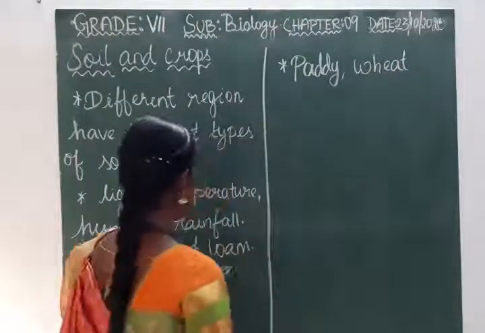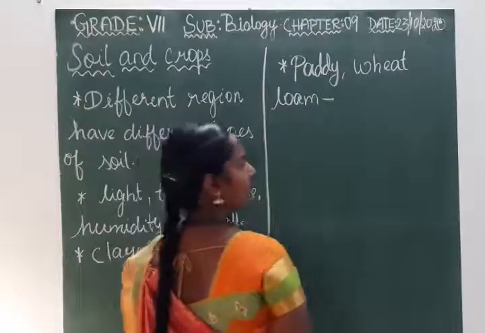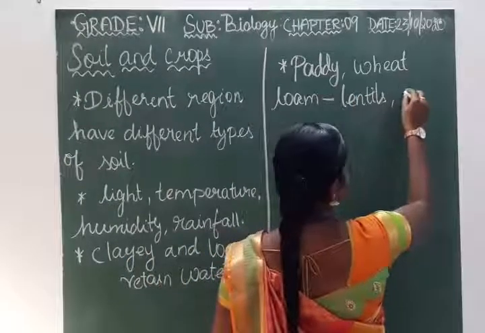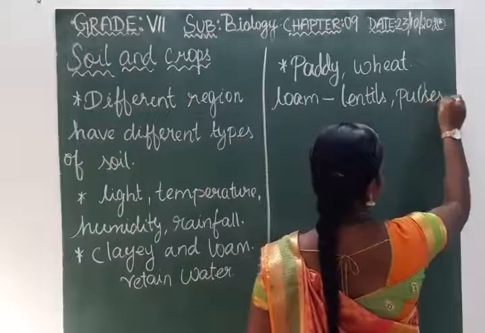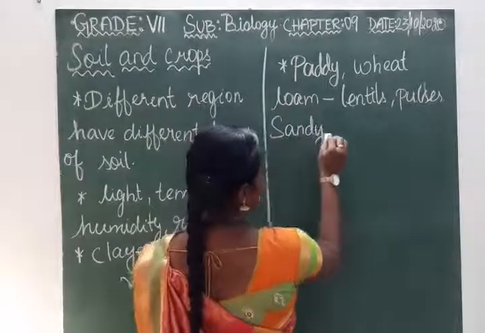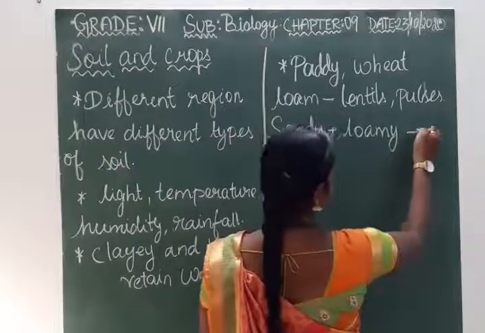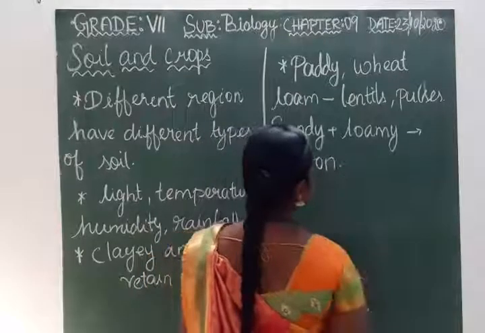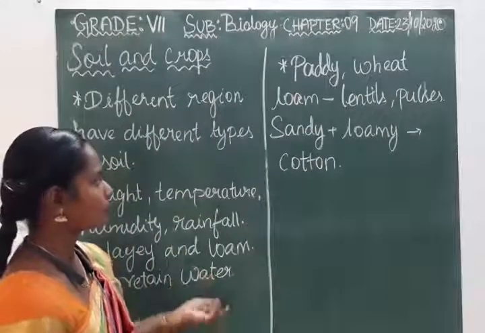In loam soil, we can cultivate lentils and some other pulses. Sandy plus loamy soil is used for the growth of cotton, which gives a good yield. So this is about soil and crops.